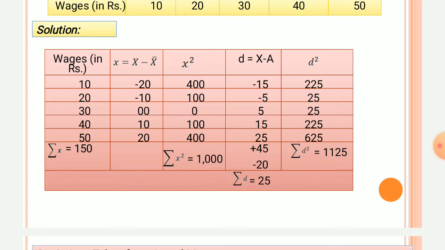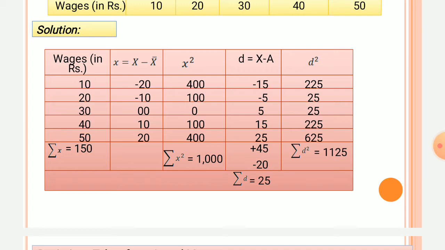Now make it a square, d square. Minus 15 whole square is 225, minus 5 square is 25, 5 square is 25, 15 whole square is 225, 25 square means 625. Therefore sigma d square is equal to 1125.